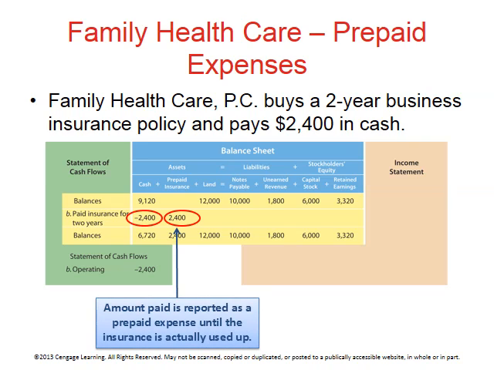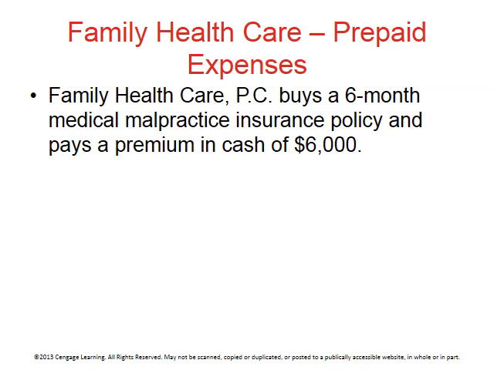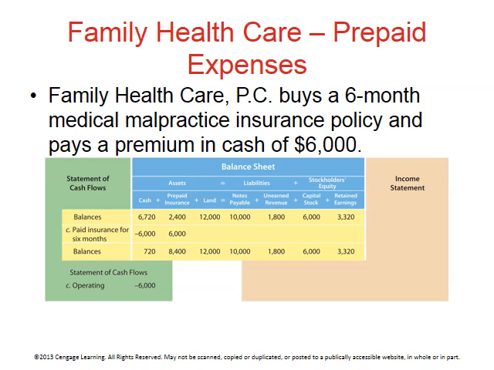So with prepaid insurance, the amount paid is shown as prepaid expense as an asset until the insurance is actually used up. And once the insurance is actually used up, we'll recognize insurance expense. Let's take a look at a 6-month medical malpractice policy that we paid in advance for $6,000. It's the same thing as the last one. Cash goes down $6,000, and then we increase our prepaid insurance by $6,000.